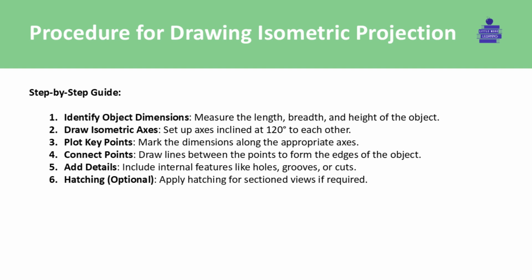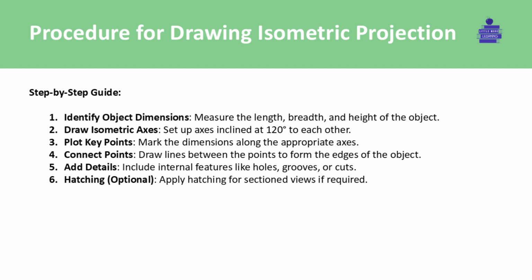Now, here's where precision comes in. We carefully plot key points along these axes using our measurements. It's like creating a constellation. Each point has its specific place. Once our points are mapped, we connect them with lines to form edges. Imagine stringing lights between stars.